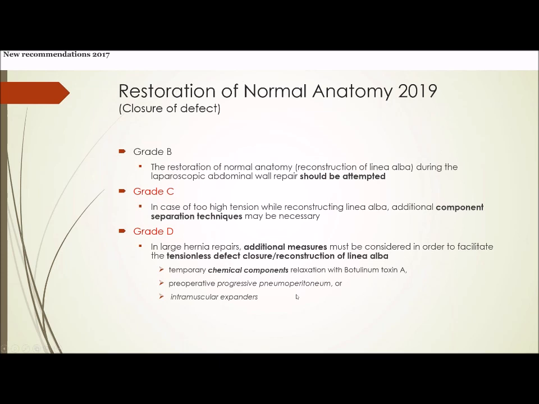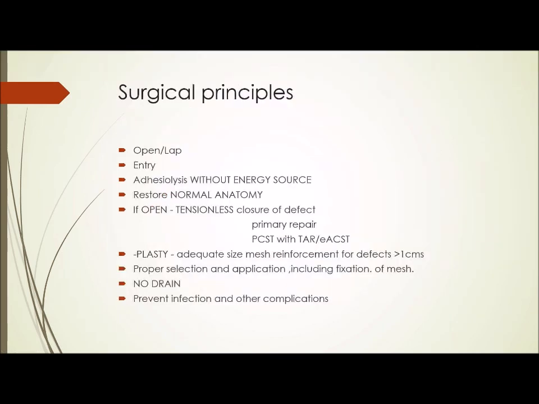Progressive basically means you inflate the peritoneum with, let's say, 10 millimeters today, then 12, 14, 16 millimeters of carbon dioxide pressure. So basically what you're doing is increasing the pneumoperitoneum progressively. Then intramuscular expanders. These are some methods by which you can hope to increase the length, but these are all grade D. That basically means no recommendation. Want to do it, do it; don't want to, don't do it. We are not recommending anything. Grade C basically means some recommendation, but you can do it if you want, and that's grade D.